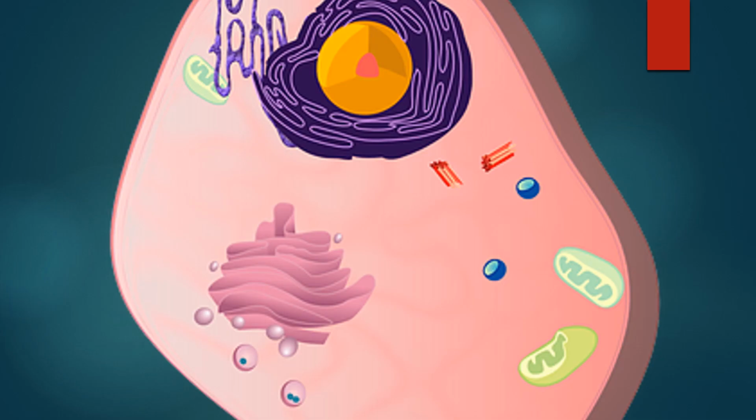So here is a cell. It's a typical cell with organelles inside. Organelles are a little bit like organs within a human being, an animal, or a plant.